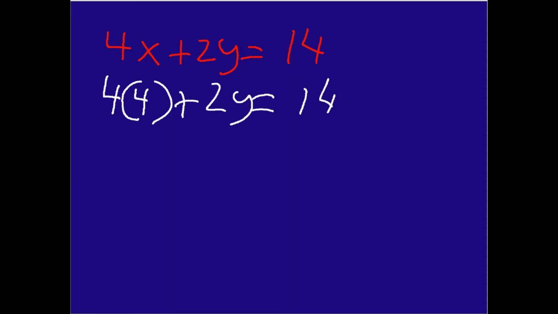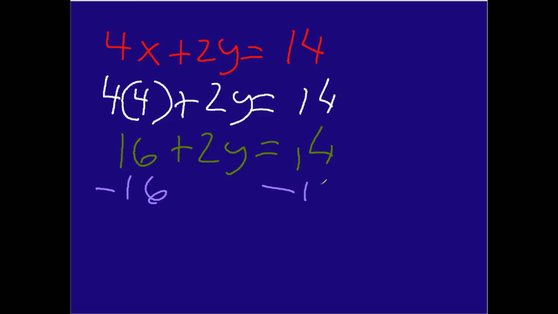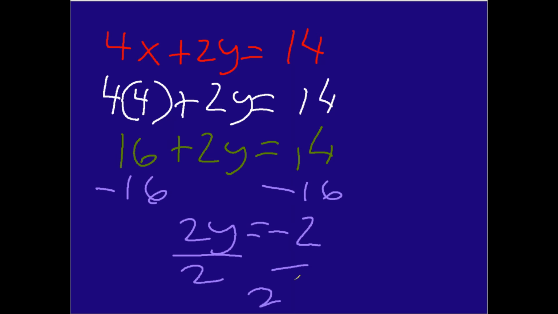Again, this is not that deep for you. This is going to be 16 plus 2y equals 14. Now we subtract 16 from both sides. Again, we're just doing basic equation stuff now. Minus 16, minus 16, and so we end up with 2y equals negative 2. Then we divide both sides by 2, and our final answer is y equals negative 1.